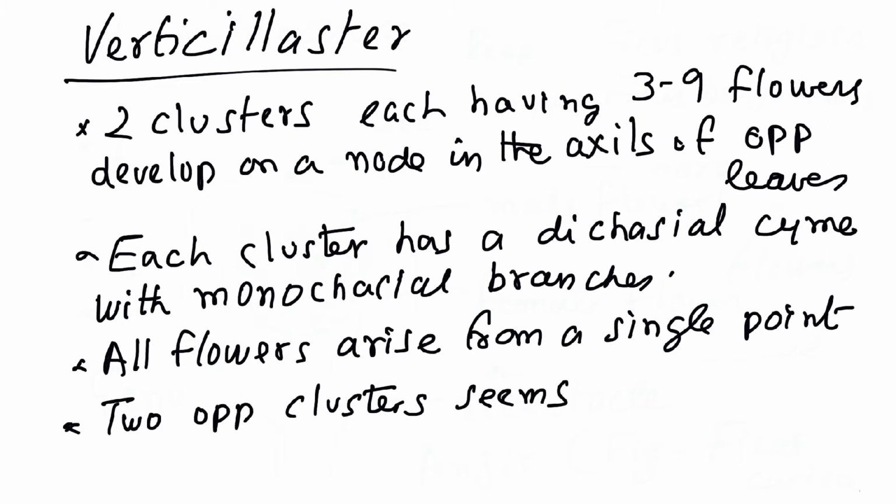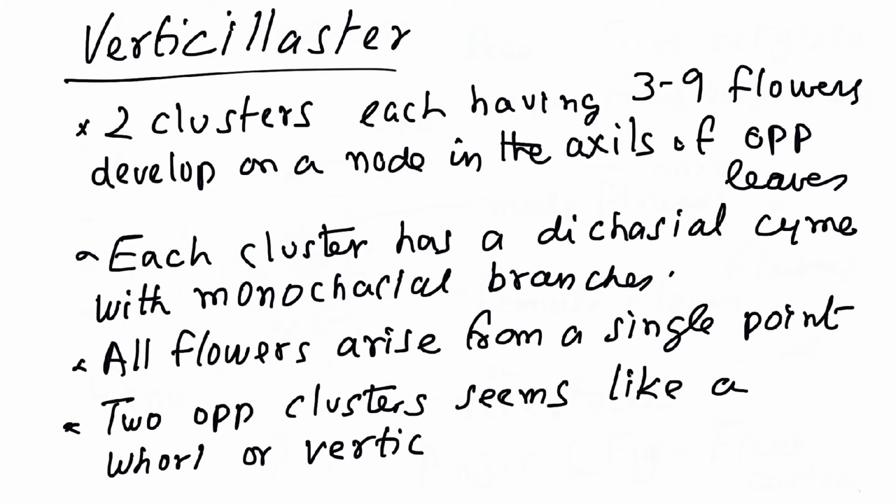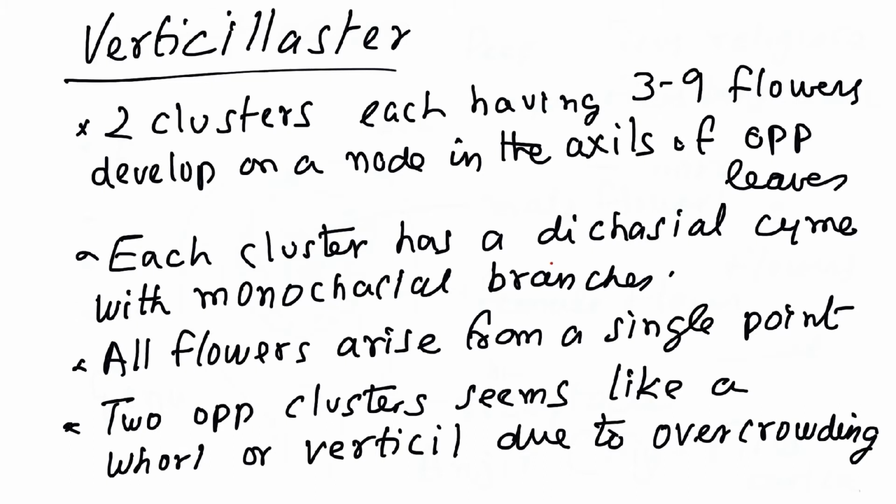There are two opposite clusters which seem like an owl, a ring-like development, and this whorl-like cluster is termed verticil. So that's a key point. It looks like that due to the overcrowding of the floral development, the overcrowding of the inflorescence. So two opposite clusters, which seem like a whorl or verticil, and that situation arises due to overcrowding, and it is this verticil which gives this inflorescence its name.